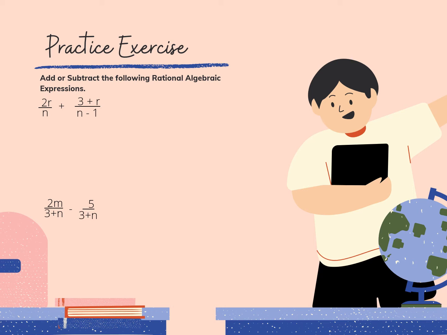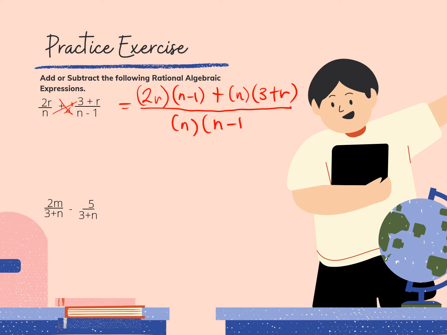Okay, so time's up. So, let's see. 2r over n plus 3 plus r over n minus 1. Magkaiba sila, they are dissimilar fractions, so let's do the butterfly method. We have 2r, multiply sa denominator, so we have n minus 1. And then the operation plus. Yung n, i-multiply kay 3 plus r, and then all over, multiply yung dalawang denominator, so that will be n times n minus 1.